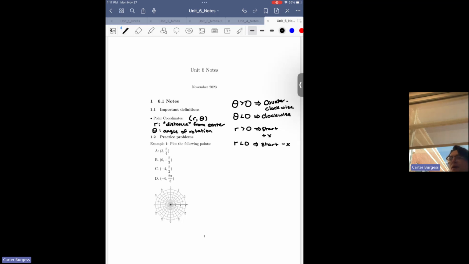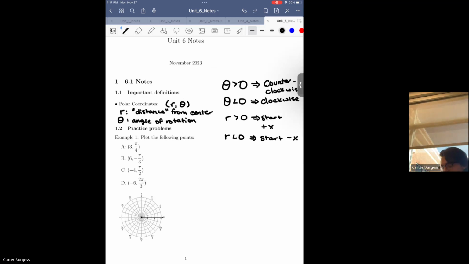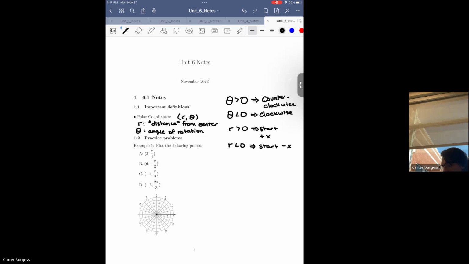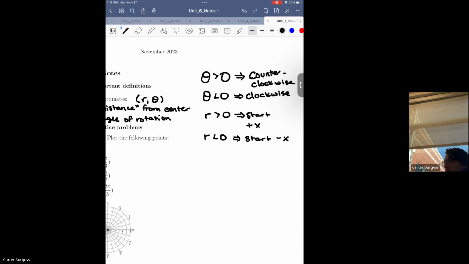So you can think of the positive or negative sign and the actual size of the radius as communicating two different pieces of information. The size is talking about the distance, so the absolute value of R would tell you that distance, whereas the positive or negative just tells you, do you start to the right of the center or to the left of the center? Yep, as is standard with what we've been doing.